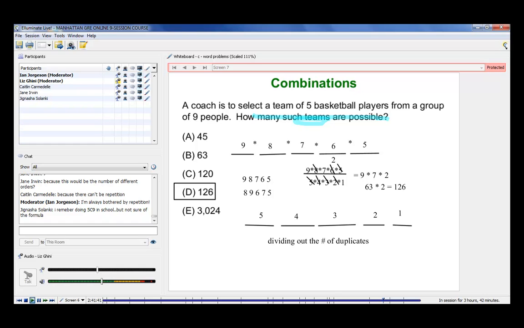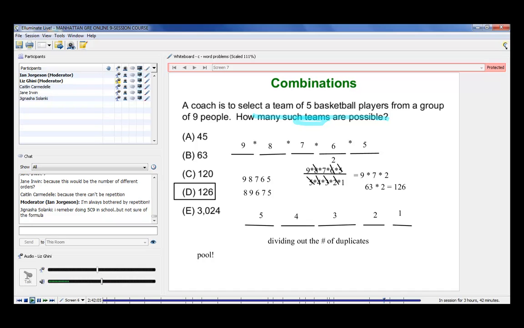Does it make sense what we're doing? Smile if it makes sense what I just did, that I listed all the different ways to list them out, and I said, okay, so how many ways? Good. Now, Manhattan has a great formula for this, and what you do is you take the number in the pool, factorial. Everybody remember factorial?